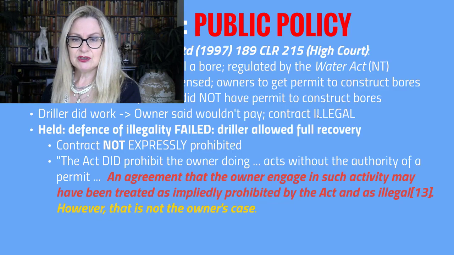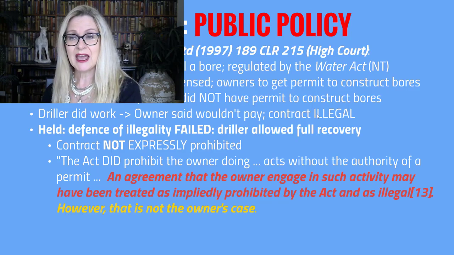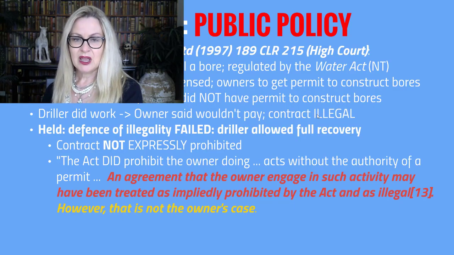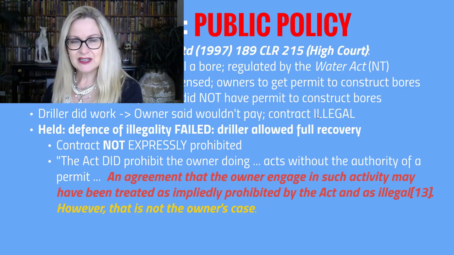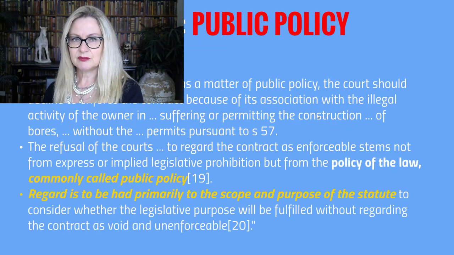So McHugh's decision, joint decision, actually notes that the Act did prohibit the owner doing acts without the authority of a permit, and an agreement that the owner engage in such activity may have been treated as impliedly prohibited and therefore as illegal. However, that is not the owner's case. So potentially, had the owner pleaded implied illegality, they may have got further than they did, but in any event, they pleaded illegality via public policy.